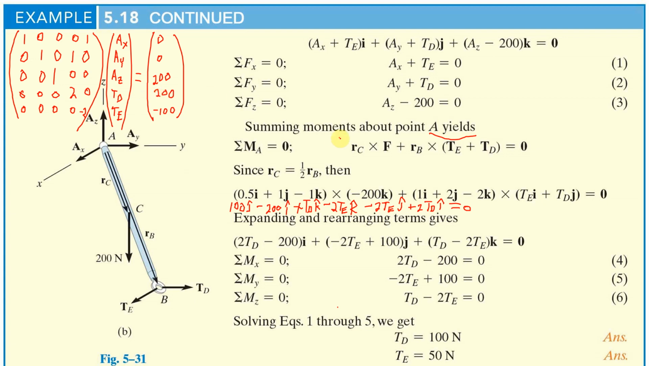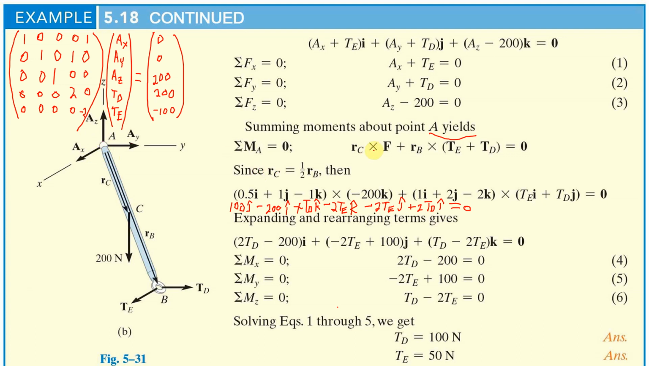Then twice TD equals 200. Now, to figure that one out, you find the moment about A, and you get RC, that's half the distance, plus RB cross TE plus TD, these two vectors. This vector crossed into this vector to get the moment about A, added to the moment about A. None of these forces will contribute to the moment. We're taking the moment about A because we eliminate three variables right off the bat.